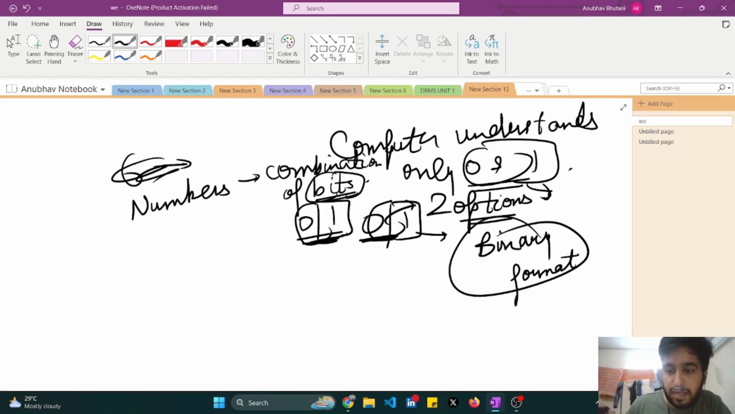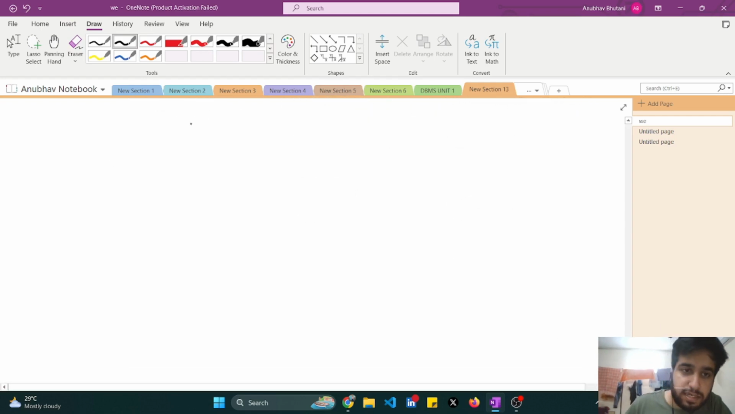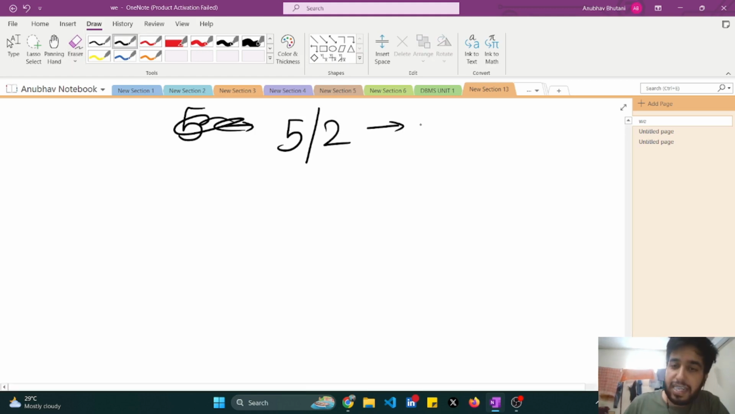So how can I convert these numbers to bits? Suppose I have the number 5. I'll simply divide it by 2. If I divide 5 by 2, I get 2, because it is 2.5 but the floor of the value is taken. So it would be 2.